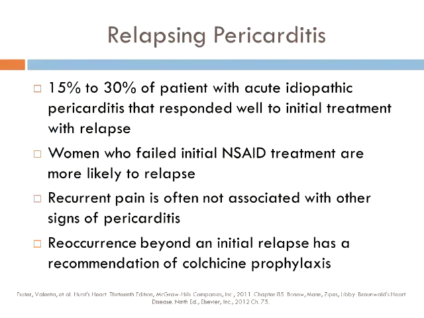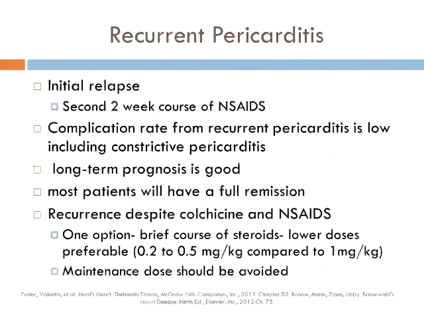Recurrent pain isn't associated with all the other signs. Usually they just present with pain. And recurrence beyond the initial relapse is recommended to have colchicine prophylaxis. They also recommend using NSAIDs with that as well. So for an initial relapse, go ahead and do another course of your NSAIDs. The complication rate following recurrent pericarditis is still low. They still do pretty well. Long-term prognosis is still good, and most of these patients still have full remission.